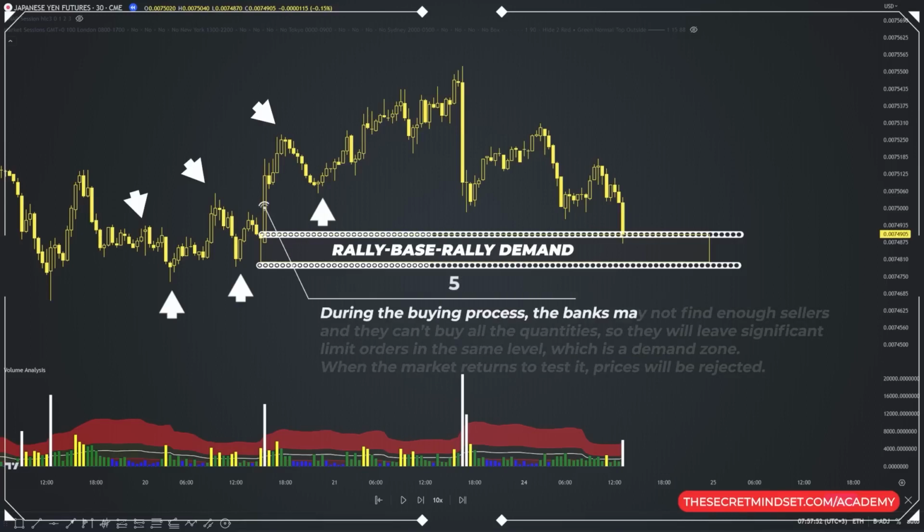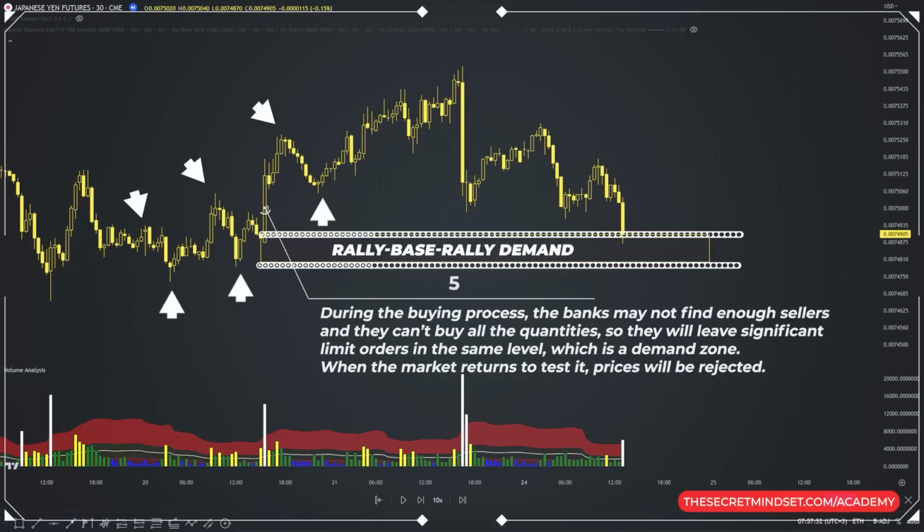And during the buying process, the banks may not find enough sellers and they can't buy all the orders. So they will leave significant limit orders around the same level, which is a demand zone. And when the market returns to test it, prices will be rejected.